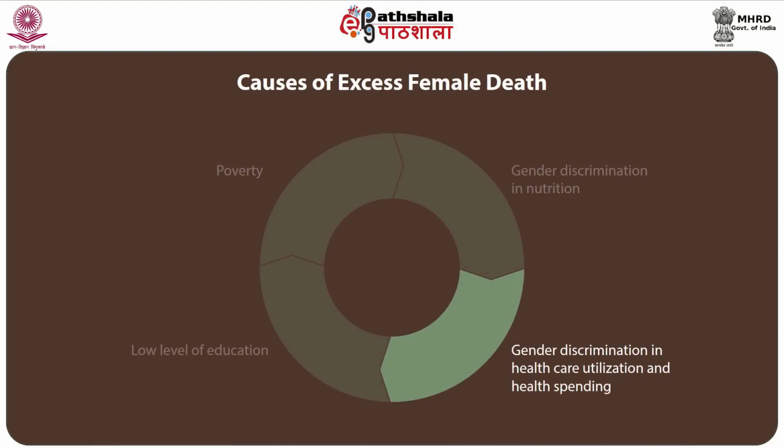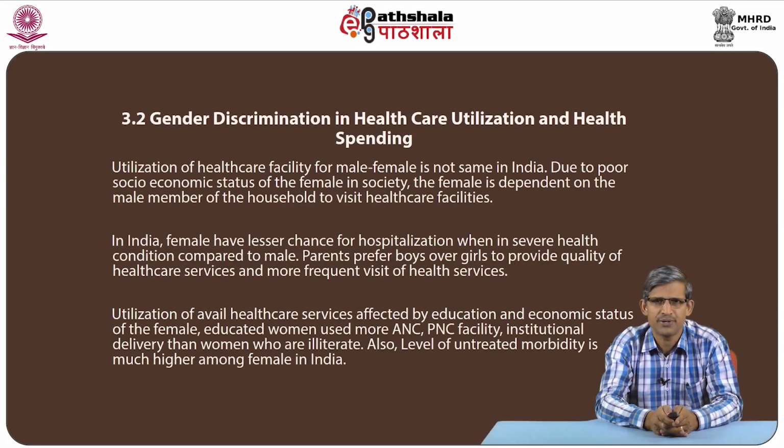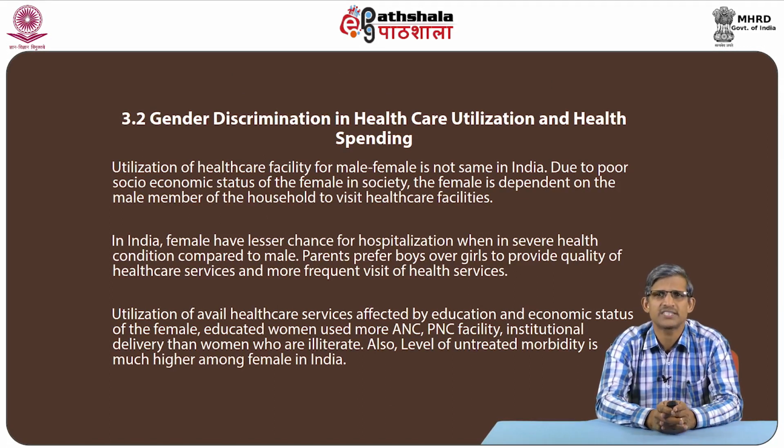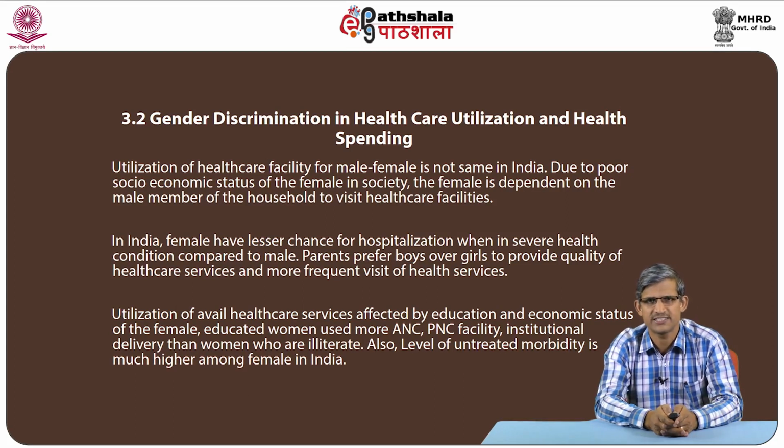The second way to inflict discrimination on the girl child, which can lead to unfavorable mortality conditions, is through gender discrimination in healthcare utilization and healthcare spending. The utilization of healthcare facilities by males and females is not the same in India due to the poor socioeconomic status of females in society. Females depend on the male members of the household to visit healthcare facilities.